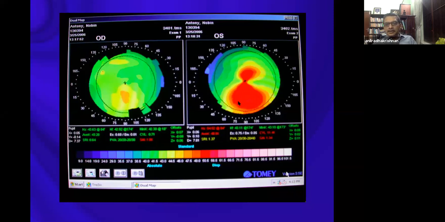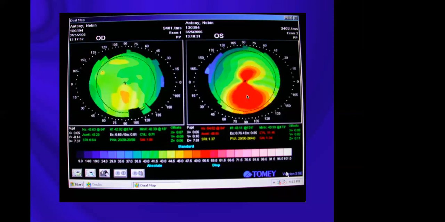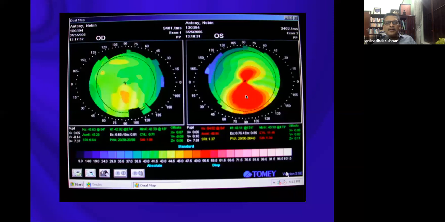Usually, whichever the pathology, most keratoconus and most ectatic disorders will have this mirror image symmetry, or enantiomorphism. If you look at the other eye, you can see that it's really red in color. If you look at the corresponding color coding, you know that it's definitely more than 55 or so in the central part. So if it is anything more than 47.5, 48, you know that it's abnormal.